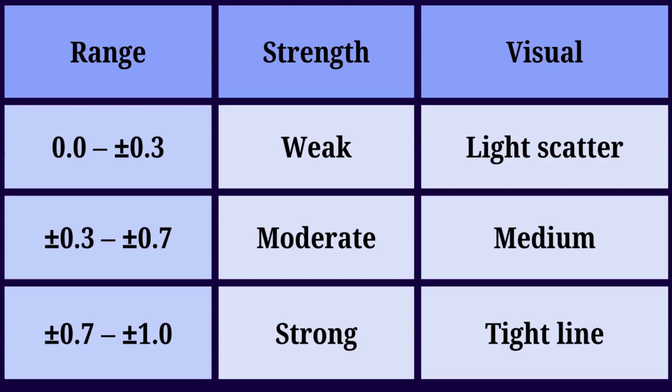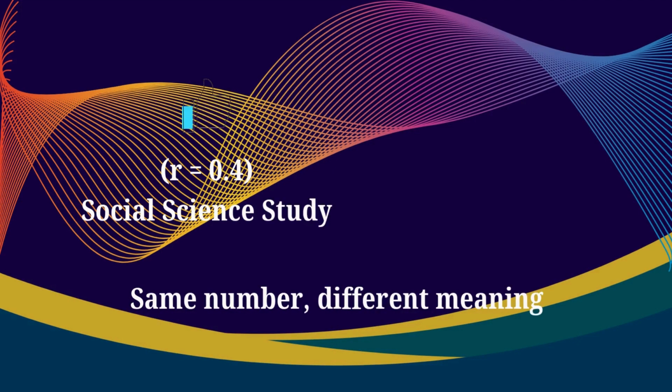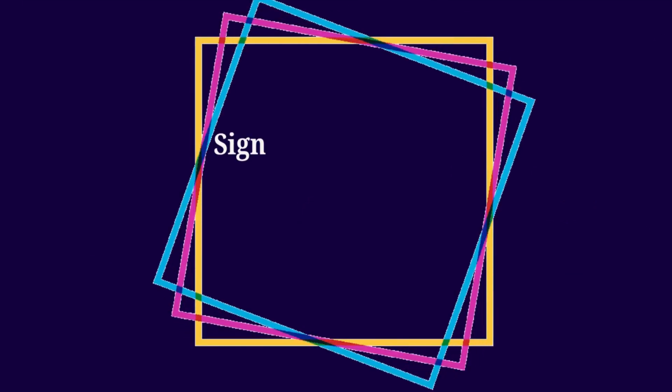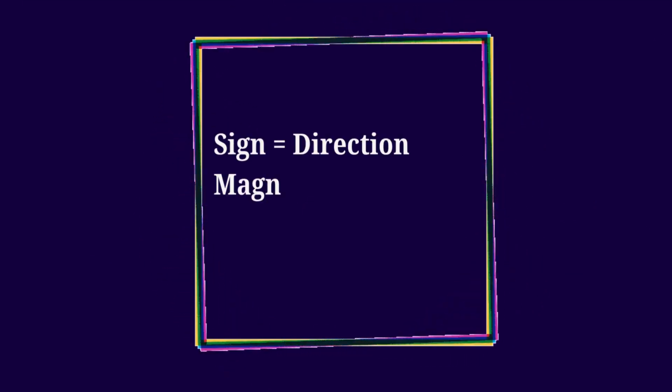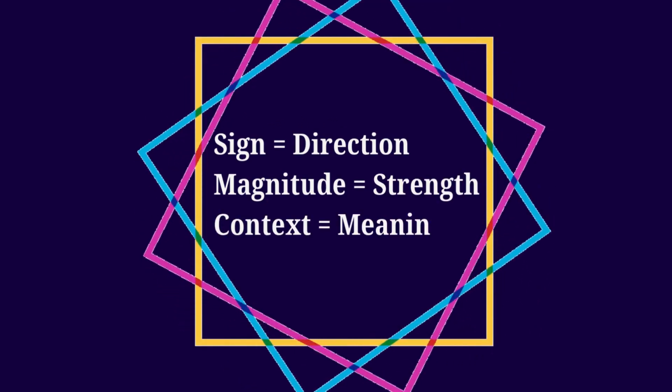Analysts often use rough guidelines. Values between 0 and plus or minus 0.3 are considered weak, plus or minus 0.3 to plus or minus 0.7 moderate, and above plus or minus 0.7 strong. But remember, context matters. A 0.4 correlation might be meaningful in social sciences, but the same value could be considered weak in engineering. So keep in mind, the sign shows direction, magnitude shows strength, and context tells you how important that strength really is.